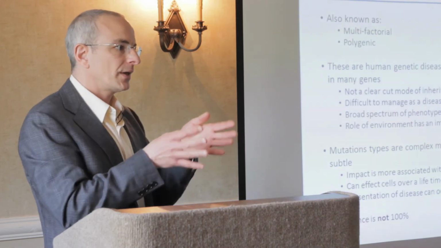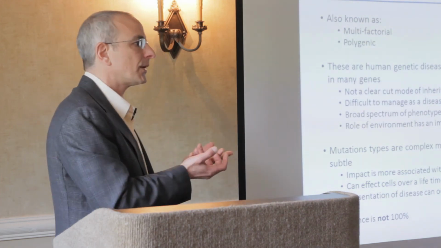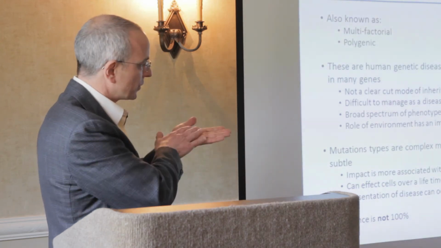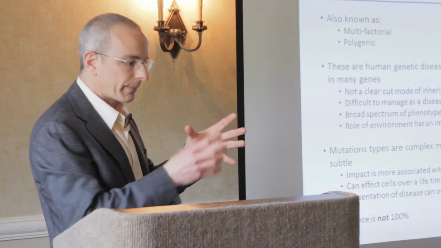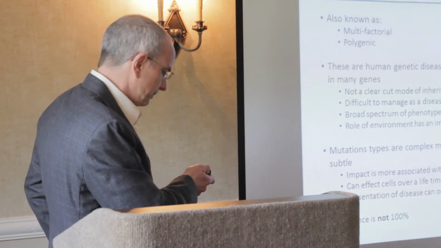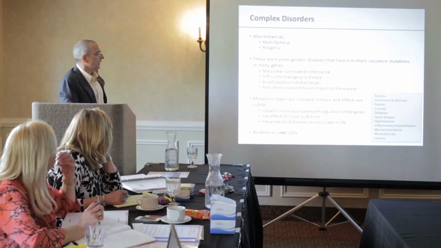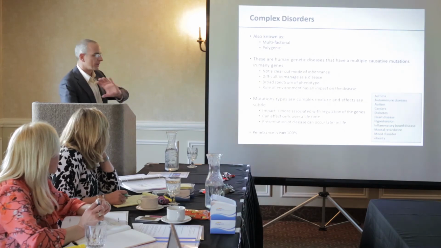And by the way, cancer is a complex disorder. It's not one gene, one mutation. There are multiple genes, multiple mutations, and they all, as you'll see from the pictures, play a role in this incredibly complex wiring mechanism. As I mentioned, it's not clear how things are inherited. It's really difficult to manage as a disease because of so many genes involved.